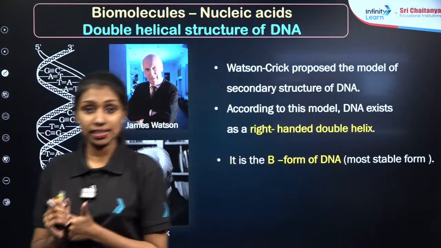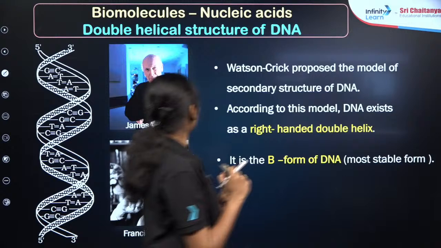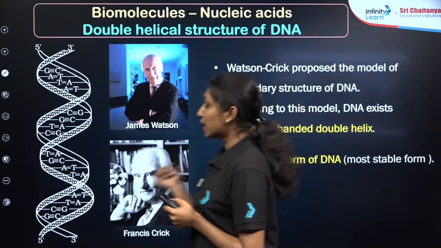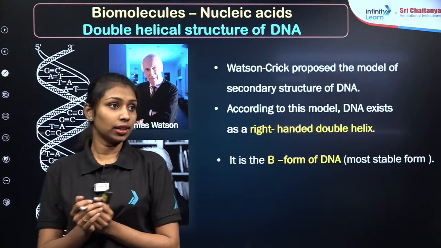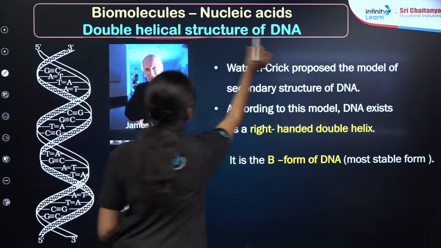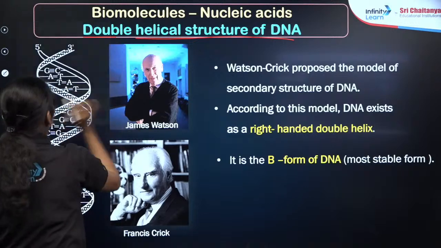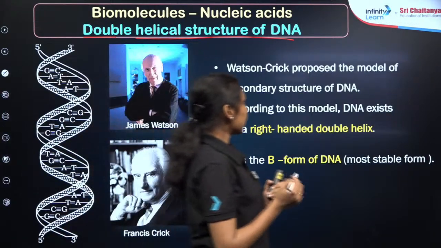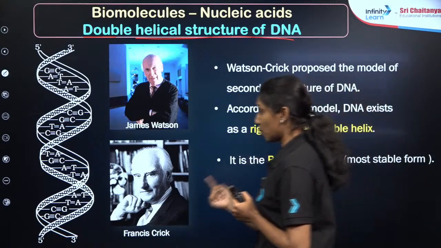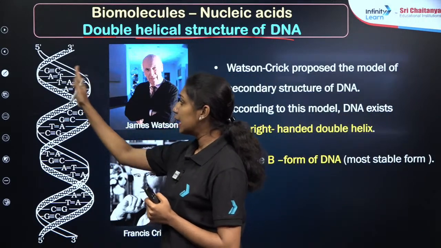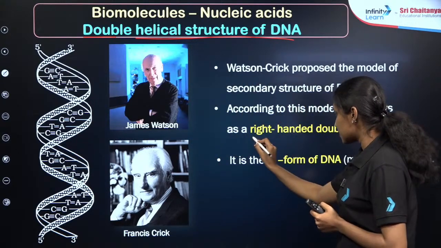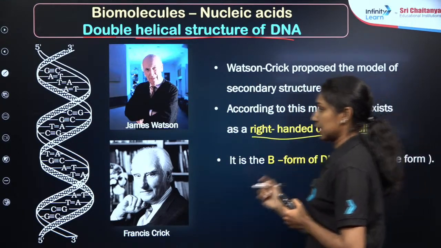Now let me move to the secondary structure of DNA, which was given by Watson and Crick, right? James Watson and Francis Crick. So this model is also known as the Watson-Crick model. This is the double helical structure of DNA. Watson and Crick proposed the model of the secondary structure of DNA. According to this model, you can see over here, DNA will be present as a helical structure, and it is forming a right-handed double helix.